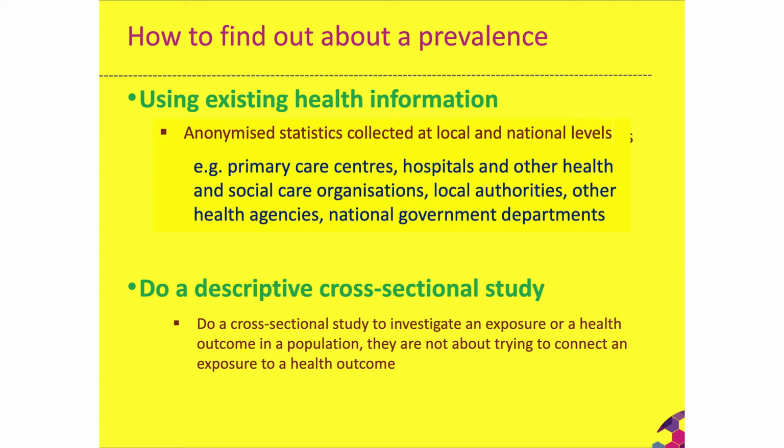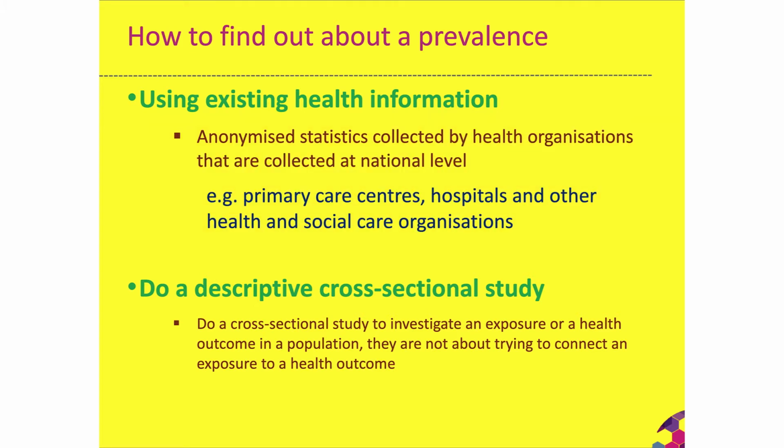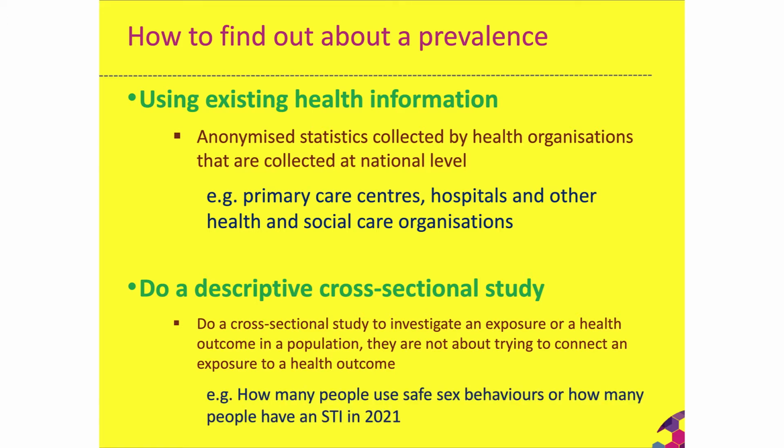And an example of an exposure would be obesity or the amount of sugar people were eating, and an example of a health outcome would be number of people with a certain type of cancer, or a number of people who have a cold, or the number of people with HIV. And an example of that would be how many people use safe-sex behaviours, or how many people have an STI in 2021. And you could do that in a cross-sectional study.